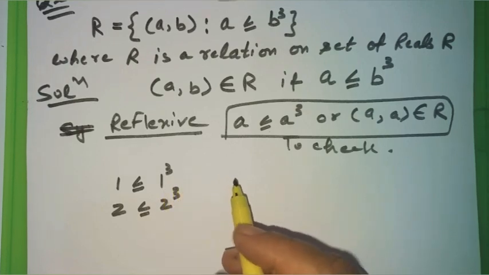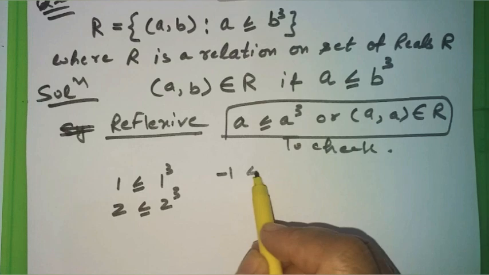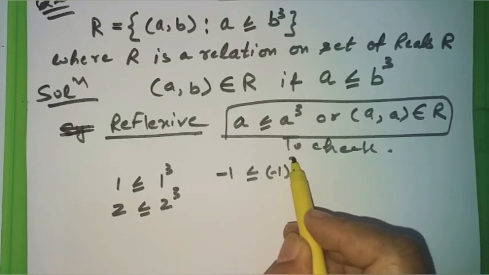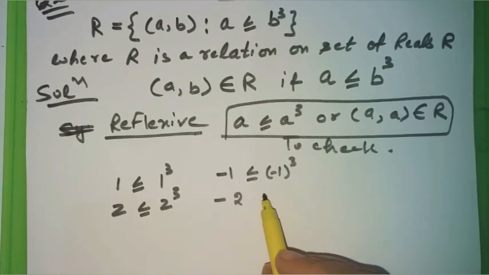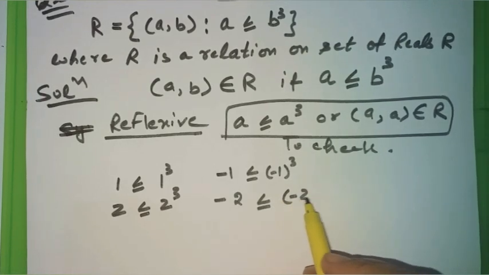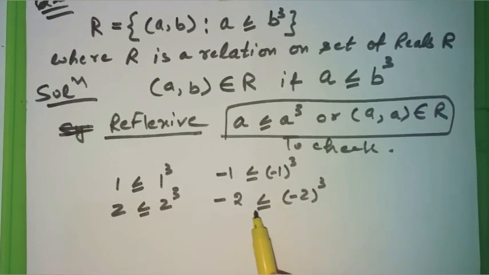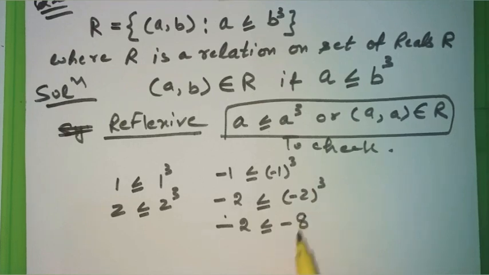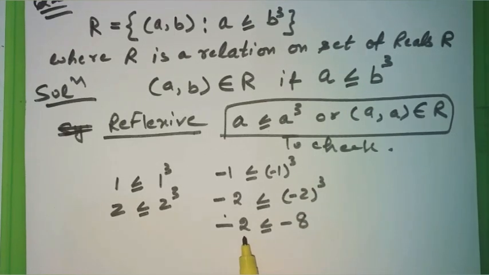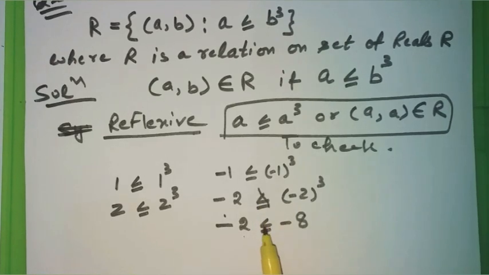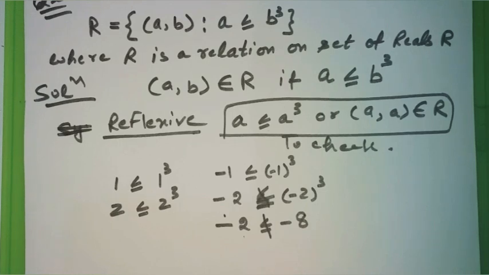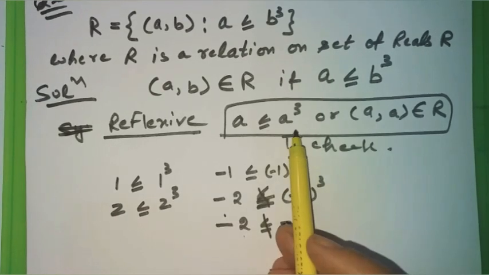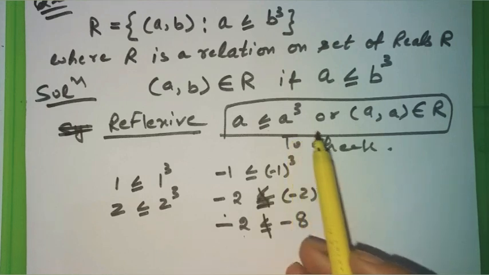Let us check for negative integers. Minus 1 is less than or equal to minus 1 cube. This is true. Minus 2 is less than or equal to minus 2 cube. Is it true? Please check. It means minus 2 is less than or equal to minus 8. But minus 2 is actually greater than minus 8, so this is not true. So you have got one example which does not support the reflexivity of this relation.